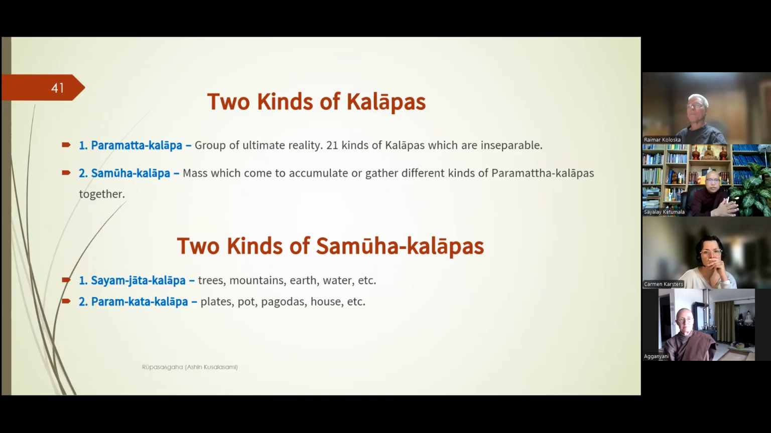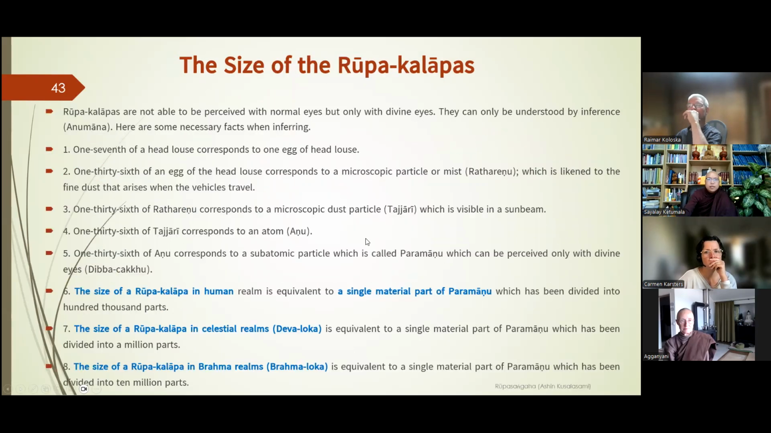So that is what we see, and that is one thing. Rupa kalapas are not able to be perceived with normal eyes, but only with divine eyes. What we see is not the kalapas, a group of kalapas, but the visible objects. They can only be understood by inference, anumana.